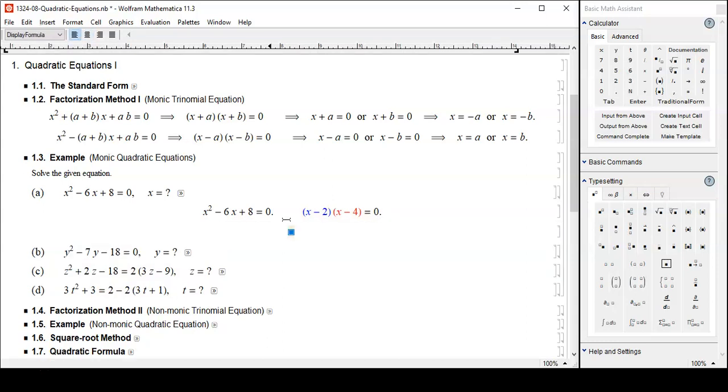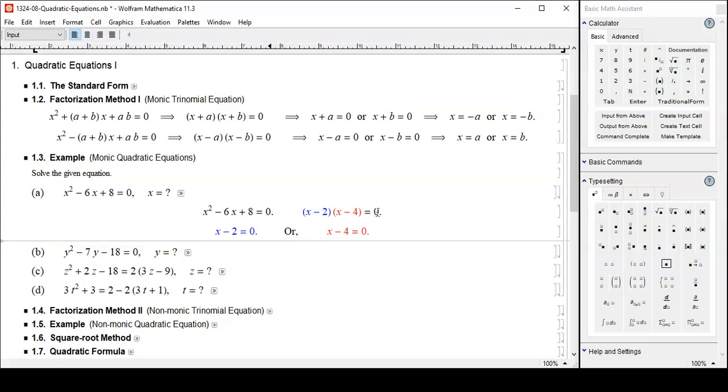Now, did I say equal to 0 and the right-hand side is key? Well, here it comes. Blue times red is 0, which means one of them has to be 0. Either blue is equal to 0, or red is equal to 0. There is no other way. The right-hand side is equal to 0, and there's no way to get 0 by multiplying two non-zero numbers.